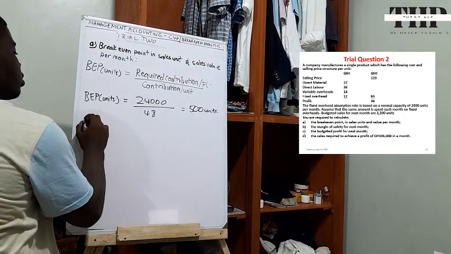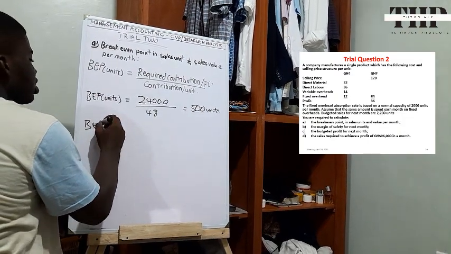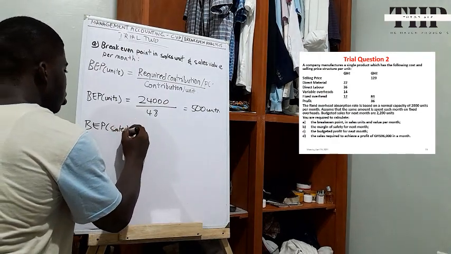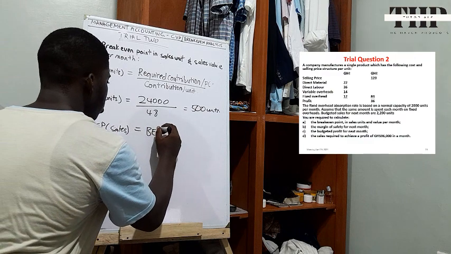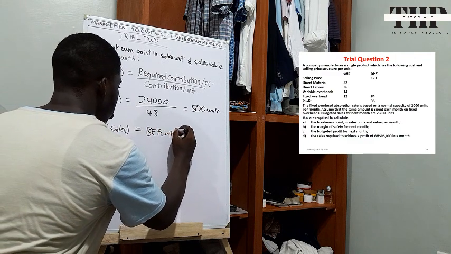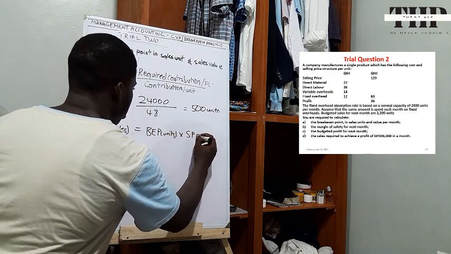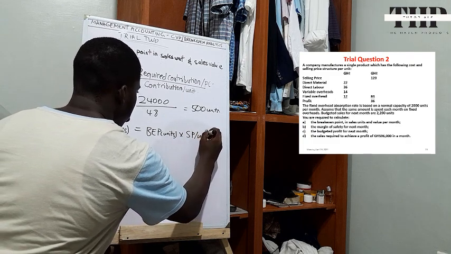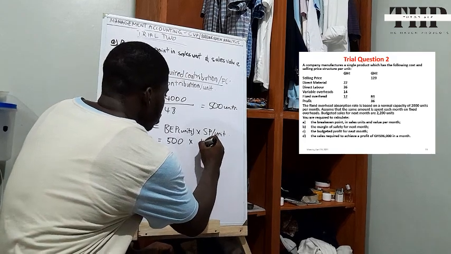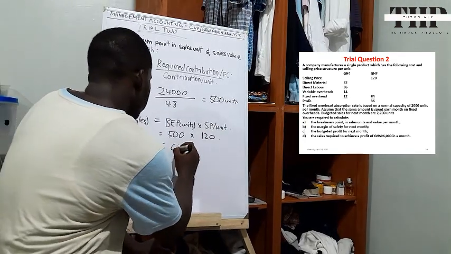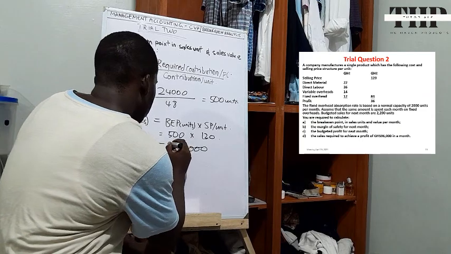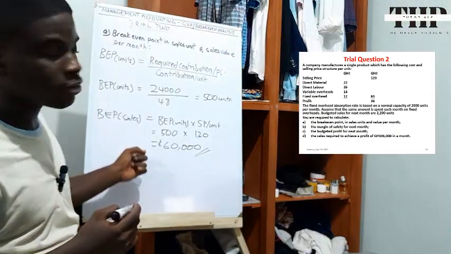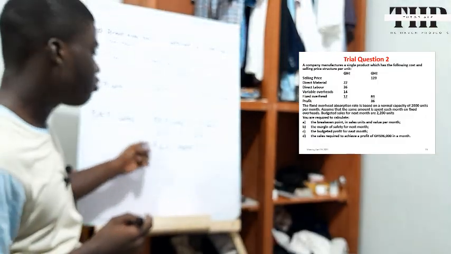So what's the next step? You calculate the sales value, right? You multiply it by the selling price, $120. You get 60,000. So this is one way of calculating the break-even point in sales.